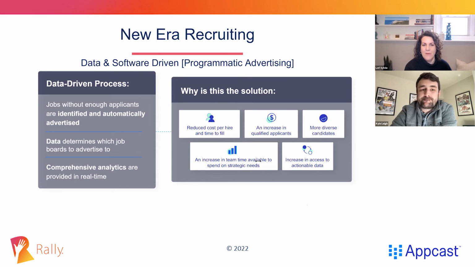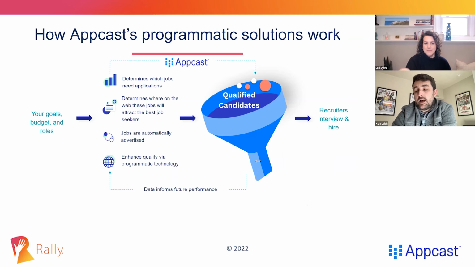Okay, awesome. And how programmatic solutions typically work with Appcast in particular is really you as an employer, you provide your budget goals, how many folks you need to hire, and Appcast solutions do the rest. And what we do is we're putting qualified candidates into your pipeline. Since we are tracking down to the hire, we know that they're qualified applicants, right? And all that you and your teams have to do is recruit, interview, and eventually hire.